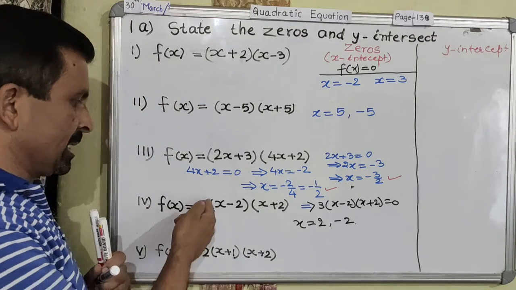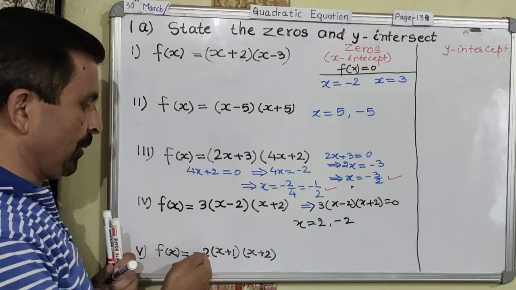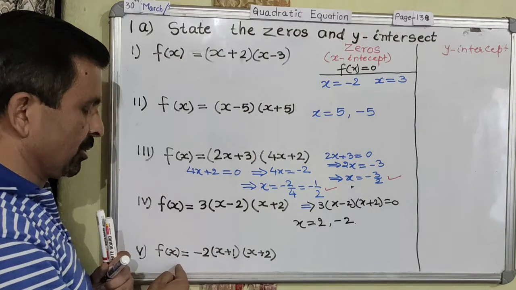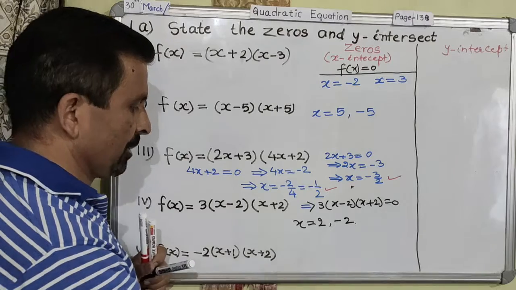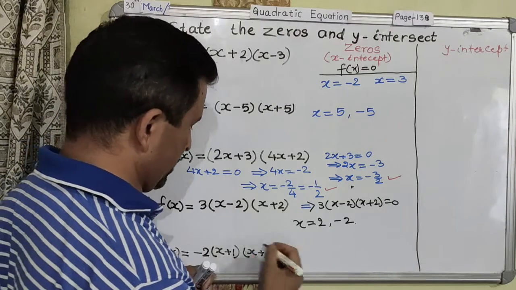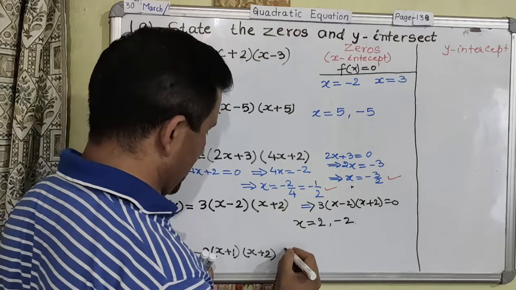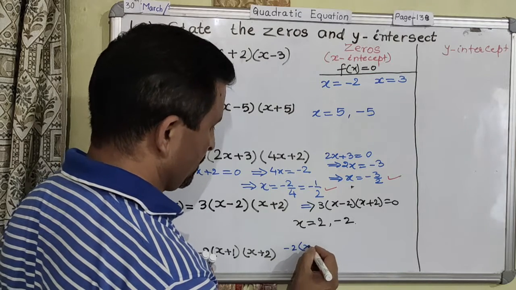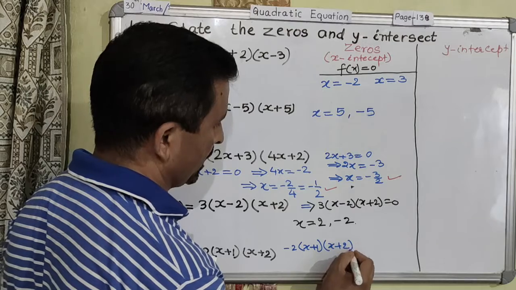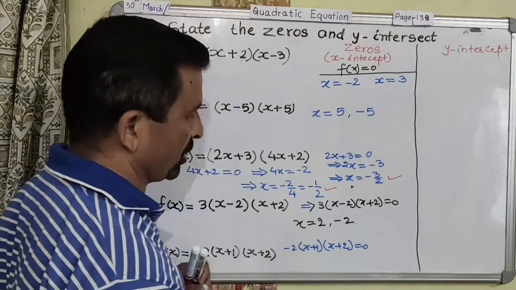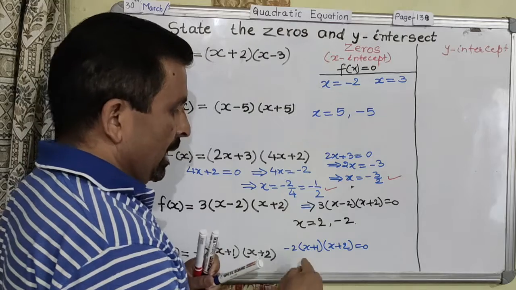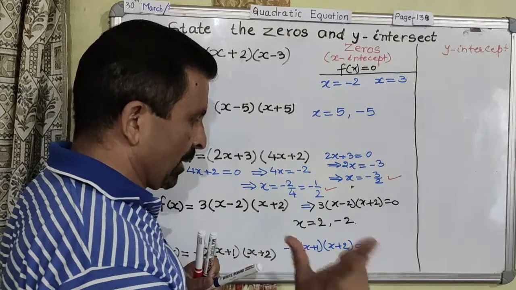And this Roman number 5 is similar. Here also when you find the x-intercept, every time you are taking this f(x) as equal to 0, that means the right hand side also will be taken as equal to 0, which is minus 2 into (x plus 1) into (x plus 2) is equal to 0. After this, I am not showing the calculation because we have done this already in the previous video. I am explaining it verbally.